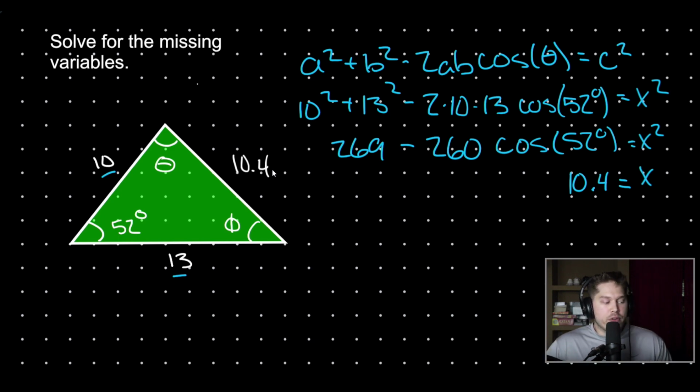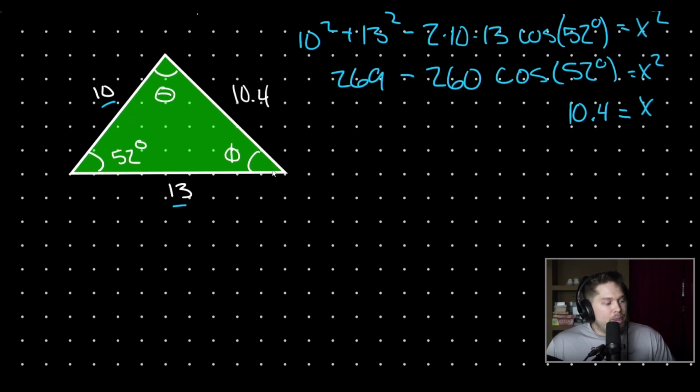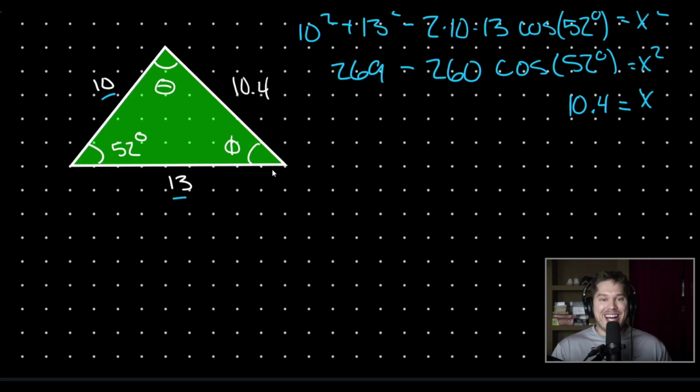And now we can solve for either theta or phi. It doesn't really matter which of the angles we solve for first. So just because I like writing it more, I'm going to solve for theta first. So how are we going to solve for theta? Here, I'll switch to this purple color. So let's solve for theta using the law of cosines. So theta is directly opposite 13. So 13 will be our C, and 10 and 10.4 will be our A and B.